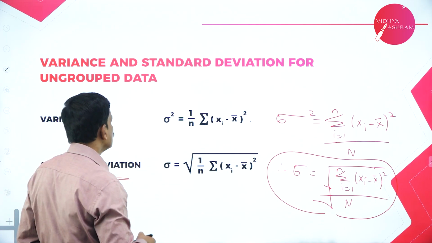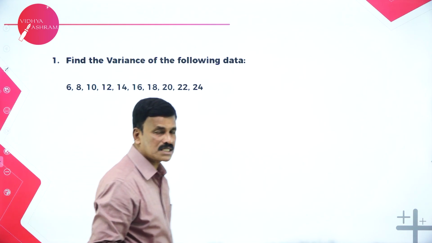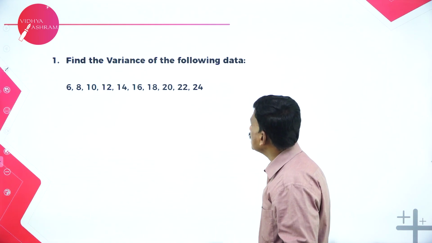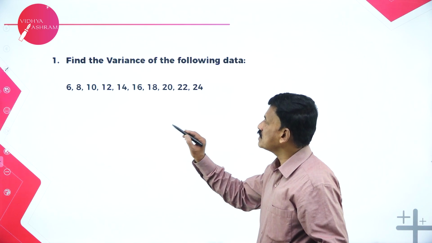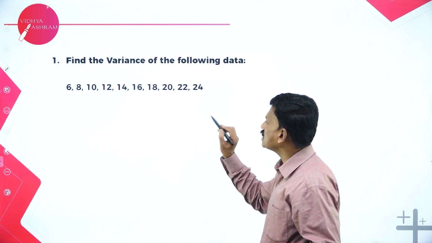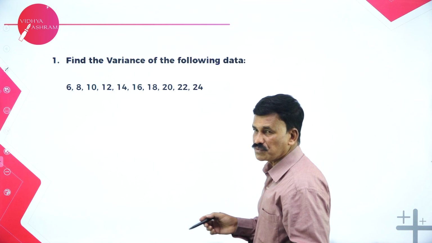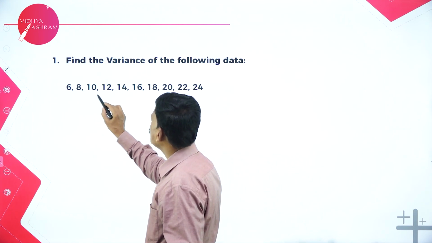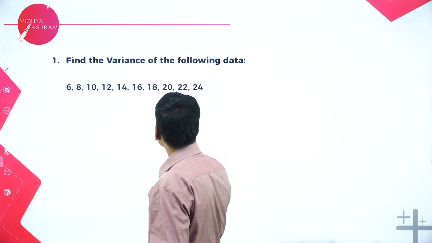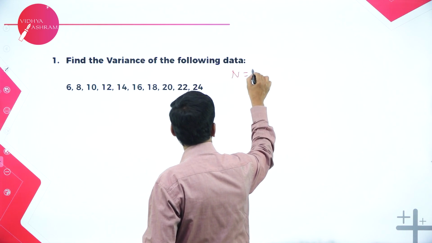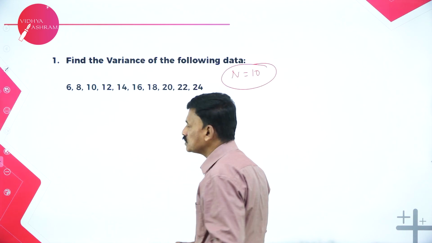Okay. Now let us go to the first problem. Find the variance for the following data. What is the data given? 6, 8, 10, 12, 14, 16, 18, 20, 22 and 24. How many numbers are there? 1, 2, 3, 4, 5, 6, 7, 8, 9, 10. So here it contains 10 numbers. N is equal to 10.